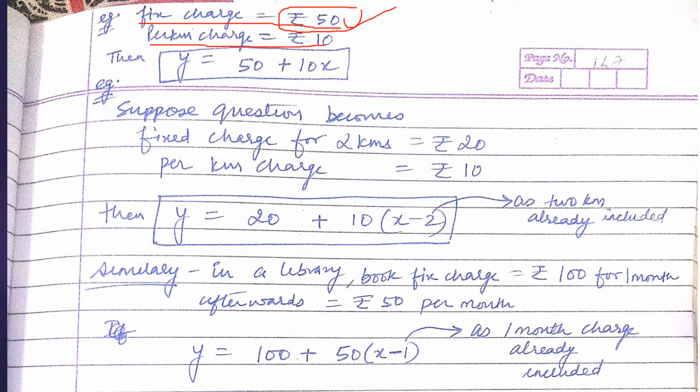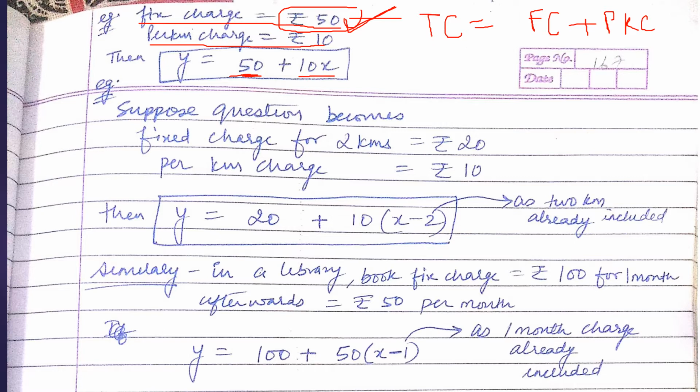Understood? In the last question, the fixed charge was for the first kilometer. But in this case, the fixed charge is for 0 kilometers. As soon as you sit in that car, you have to give 50 rupees. So this time again, total charge will be fixed charge plus per kilometer charge. So the fixed charge this time is 50. If x is distance traveled, then the per kilometer charge is 10 into x.